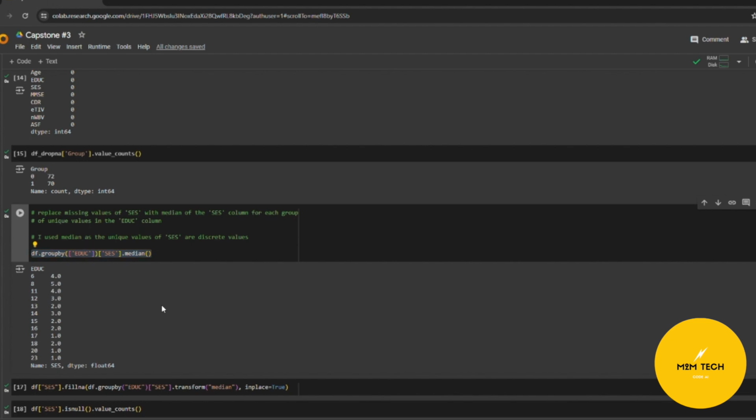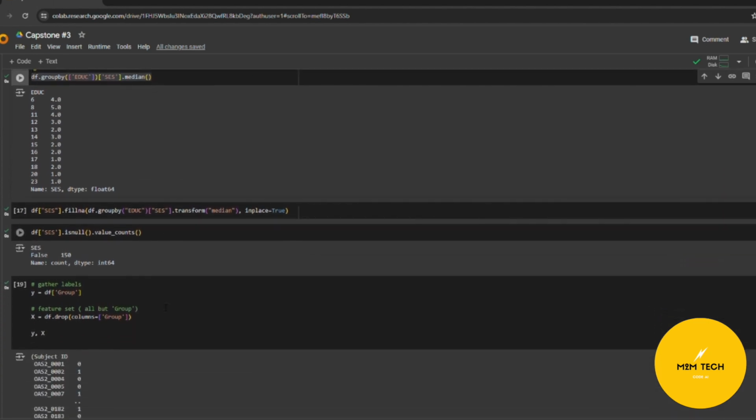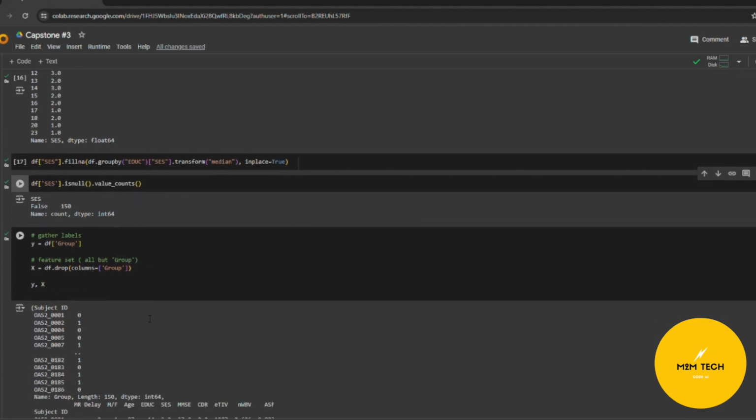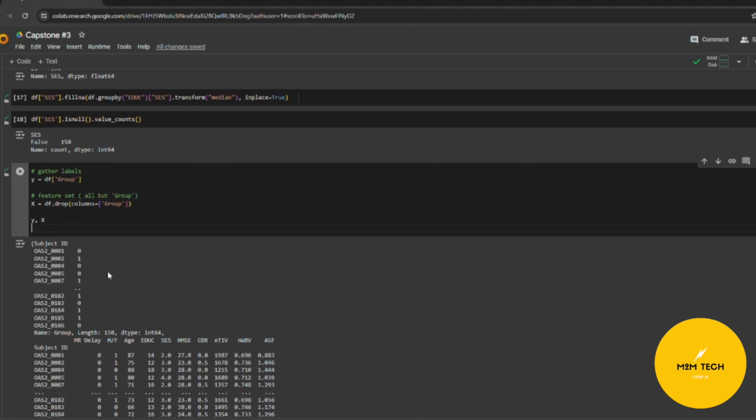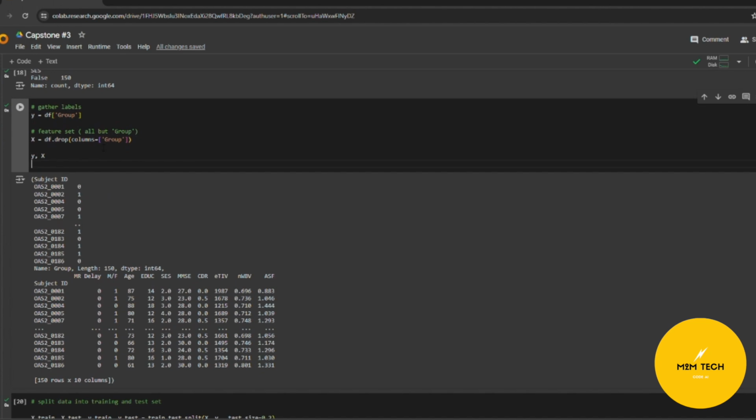And I've used the median because the SES column consists of distinct values. So after I filled any missing values in the SES column with the median, grouped by the years of education column, I can see here that there are no more missing values in the dataset. After that, I've gathered all the labels, which is the group column of my dataset, and then also gathered all of the feature set, which is basically all of the columns in my dataset except for the group column.